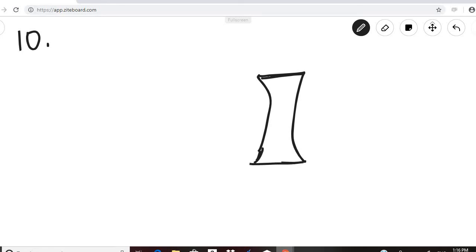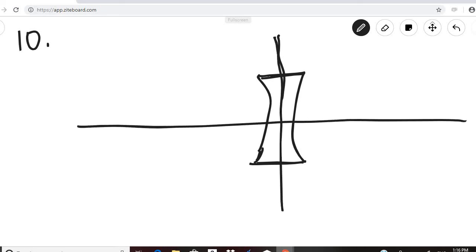Lastly, we have number 10. Number 10 is a diverging lens. So here's our diverging lens, like that. And we'll put our line through the middle and through the middle this way.